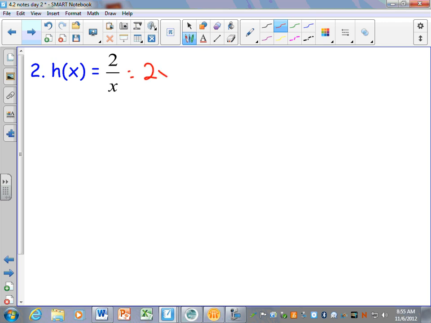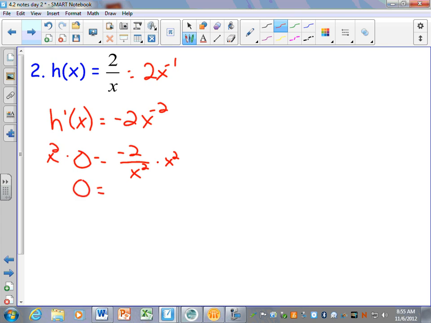This is the same as 2x to the negative 1, yes? So if I start with my derivative, bring down the negative 1, so that's negative 2x to the negative 2. So that would be negative 2 over x squared. Where's that going to equal 0? If I tried to solve this, wouldn't I multiply both sides by x squared? x squared times 0, I'd get 0 equals negative 2.